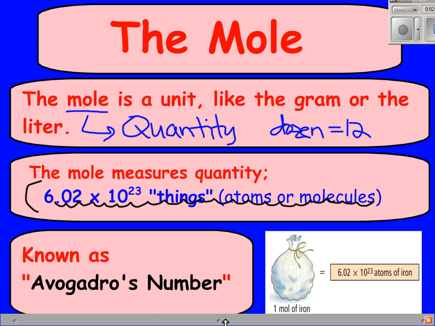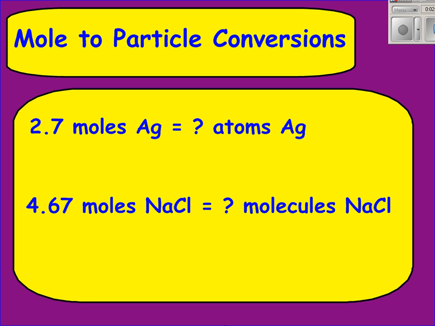Notice the picture to the right. This illustrates what this number actually means. Suppose I give you a bag, and inside was iron. And I said in that bag you had exactly 1 mole of iron. What that means is you have exactly 6.02 times 10 to the 23rd individual atoms of iron. Now that we know what the mole is, let's use this for some conversions.